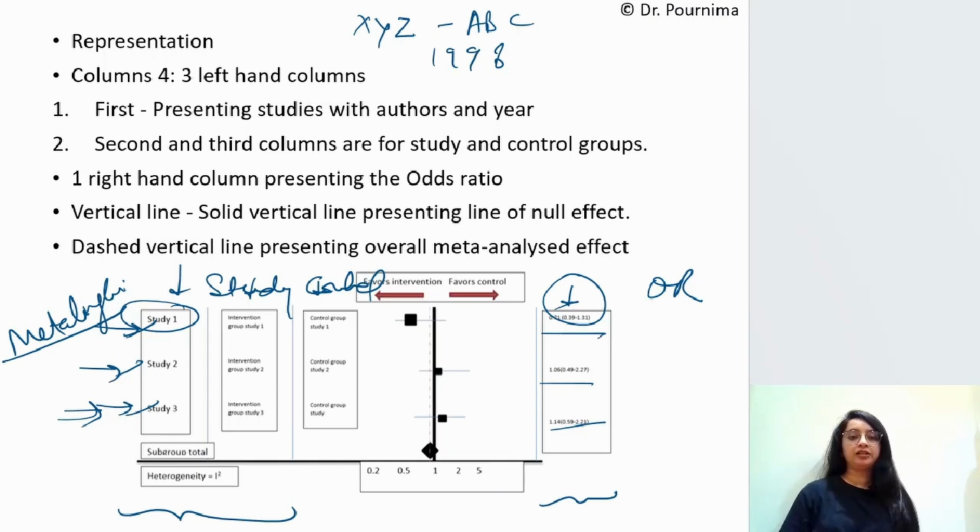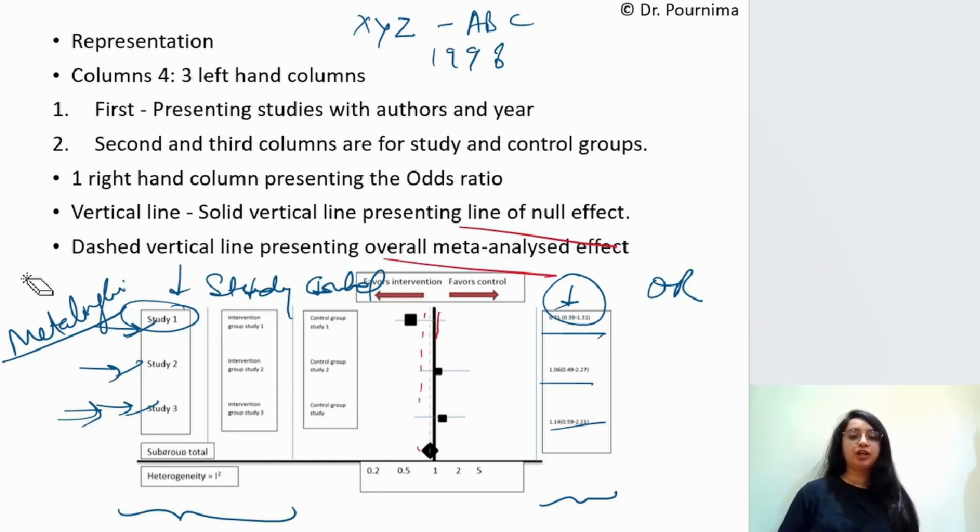Now there are two lines. If you can see very properly here, this dark solid line is actually the line of null effect, and besides that there is a very faint line. It might not be visible. There is a faint dashed vertical line, which will represent the overall meta-analyzed effect.